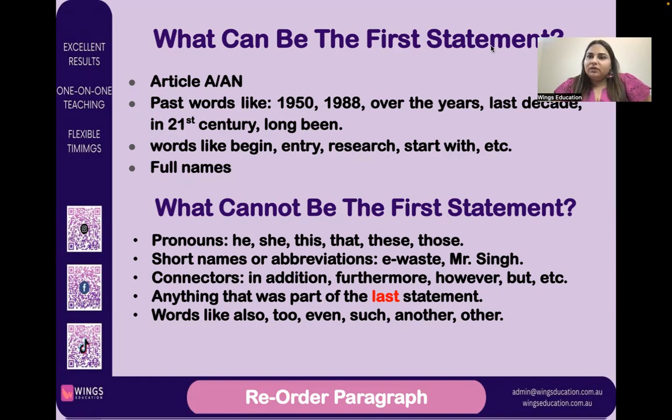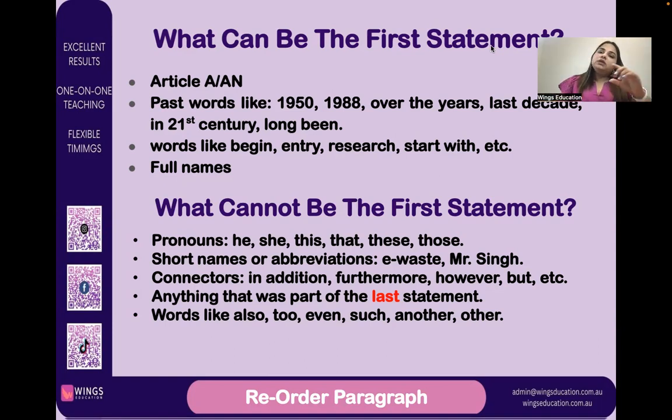Of course, words like begin, entry, research, or to start with a study, logically, they're always going to be the beginning. Then full names in a paragraph, if they're mentioned, and then there are also half names. So the sentences with full names are going to be the beginning sentences.